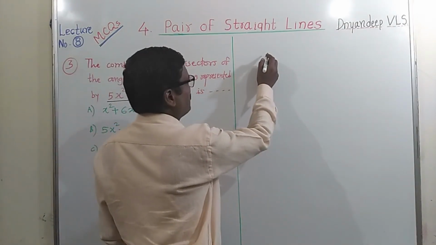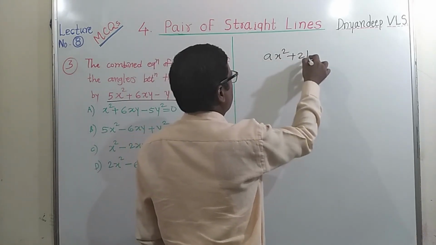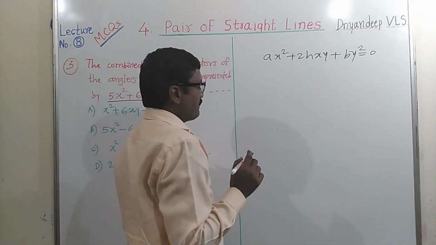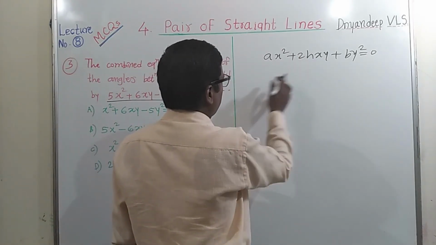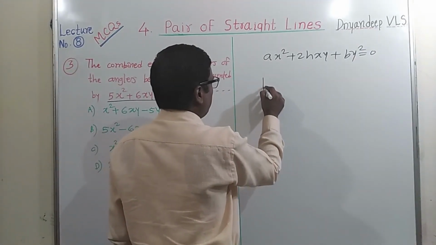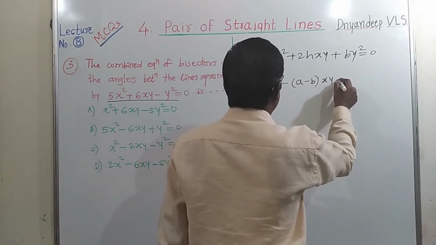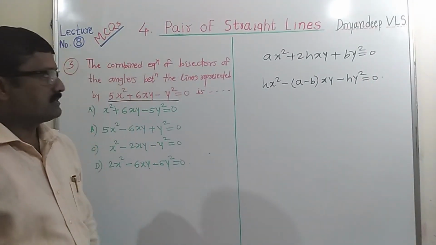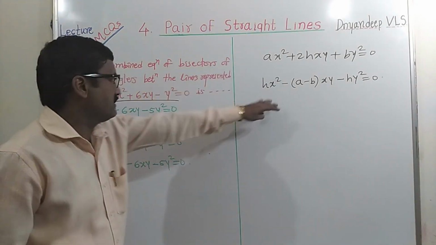Whenever we have done the equation of bisector in remark 7, if ax square plus 2hxy plus by square equal to 0 is the given pair of lines, then their equation of bisectors is nothing but change the position of h, interchange h and a, one h with b. So we get hx square minus (a minus b)xy minus hy square equal to 0. That is the equation of bisectors of this pair of lines. So use the values of a, b, h in this equation.